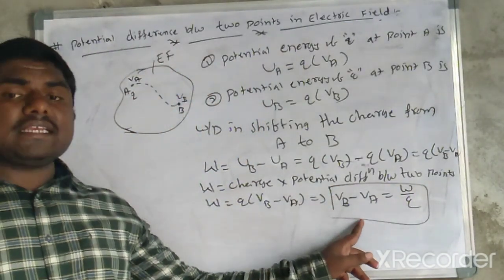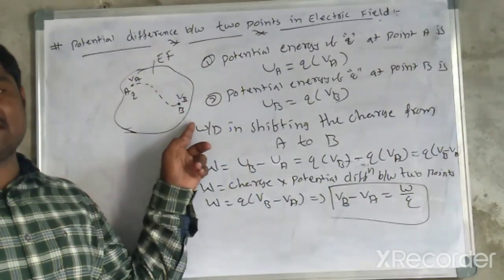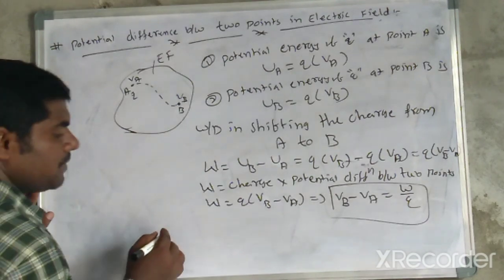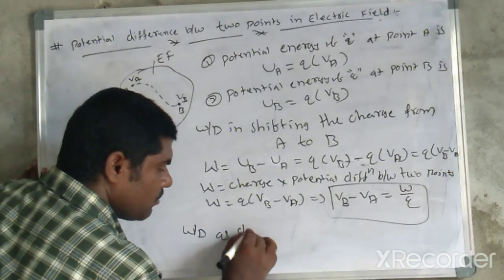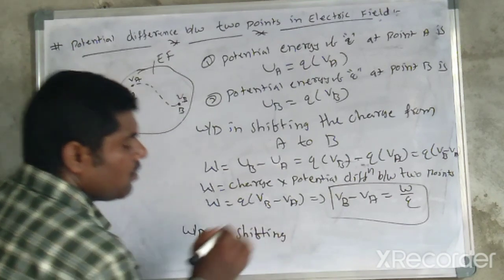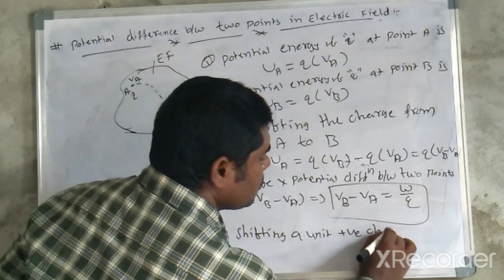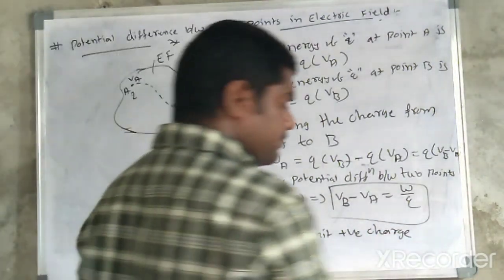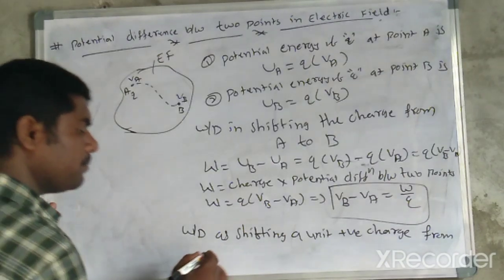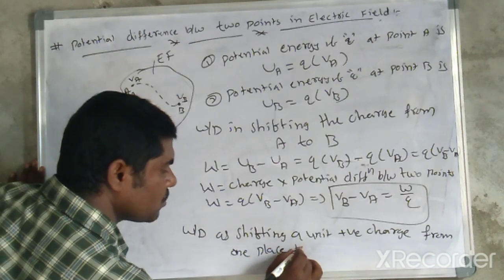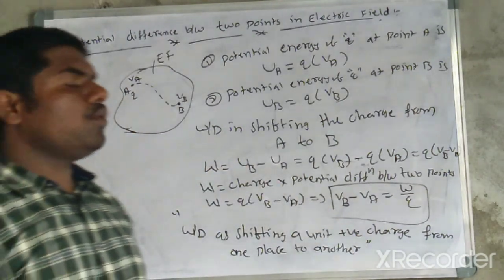It means the work done in shifting a unit positive charge from one place to another place is called the potential difference between 2 points.